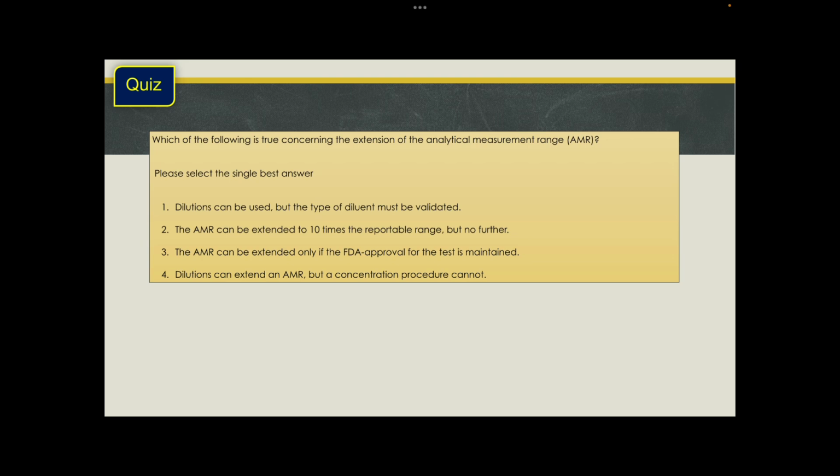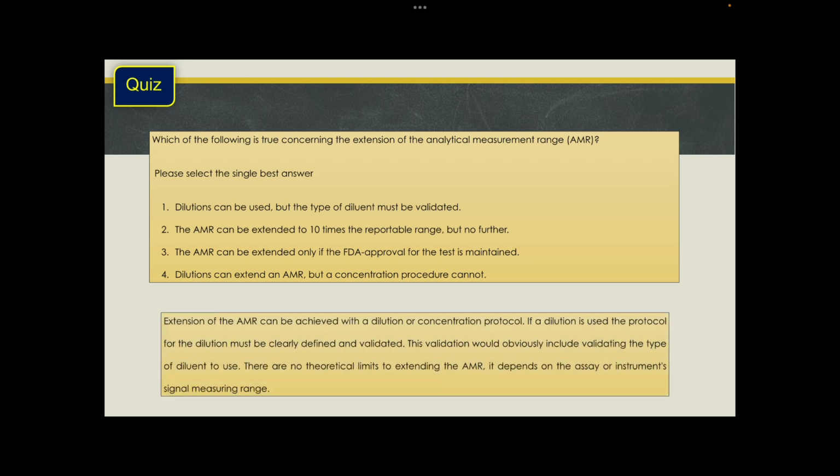Extension of the AMR can be achieved with a dilution or concentration protocol. If a dilution is used, the protocol for the dilution must be clearly defined and validated. This validation would obviously include validating the type of diluent to use. There are no theoretical limits to extending the AMR, it depends on the assay or instrument's signal measuring range.